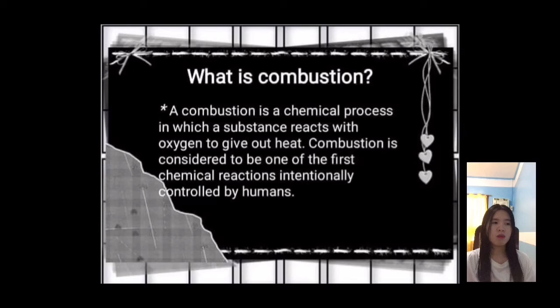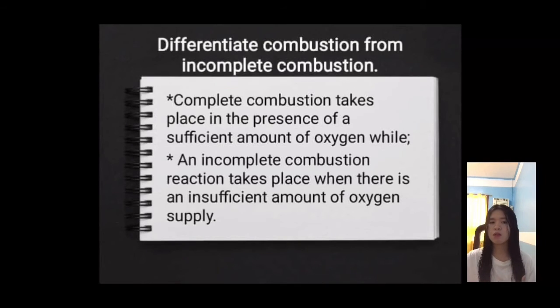So, what is combustion? Combustion is a chemical process in which a substance reacts with oxygen to give out heat. Combustion is considered to be one of the first chemical reactions controlled by humans. So, let's differentiate complete combustion from incomplete combustion. A complete combustion takes place in the presence of a sufficient amount of oxygen, while an incomplete combustion reaction takes place when there is an insufficient supply of oxygen.